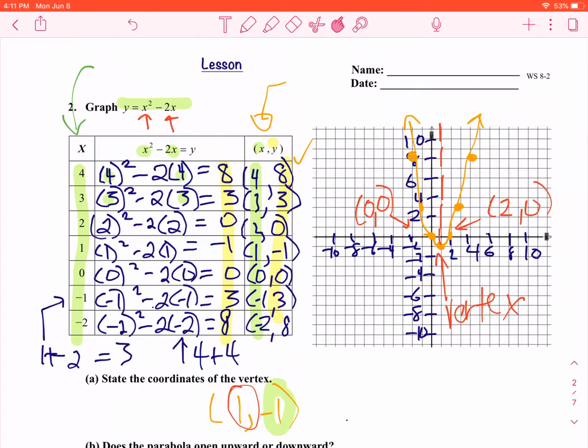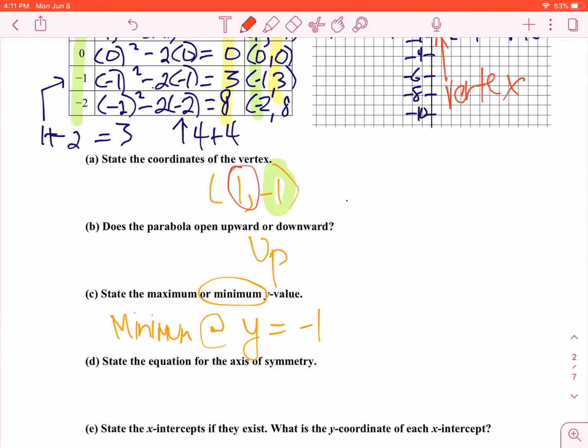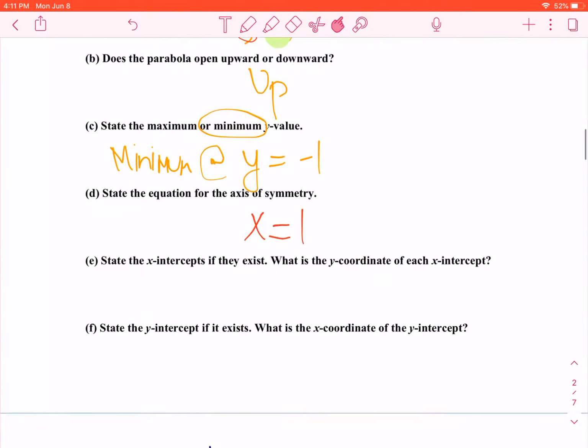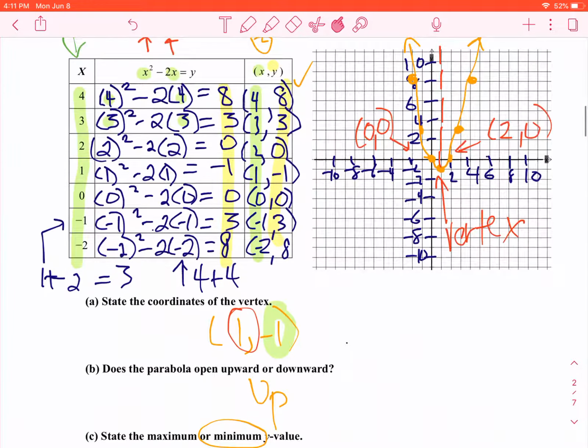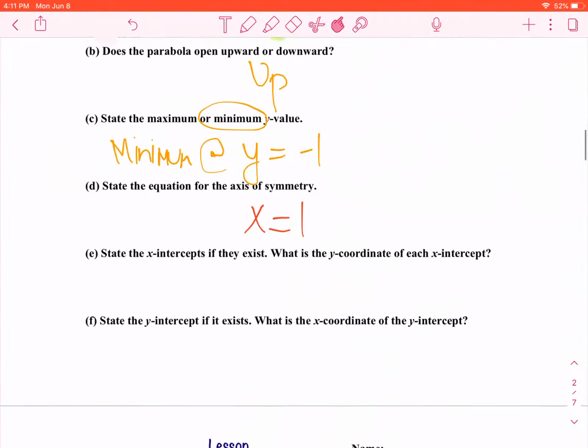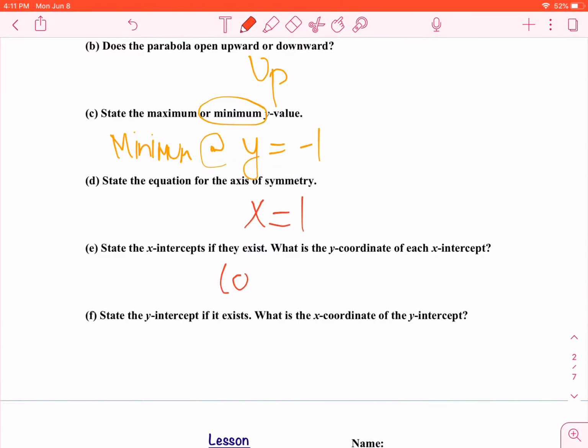Perfect. Okay, so in this case, the axis of symmetry is at x equals positive 1. State the x-intercepts if they exist. So yes, we've counted two, one at (0, 0), one at (2, 0). And I'm just not going to answer these questions because we said that earlier. The y-coordinate is always 0.